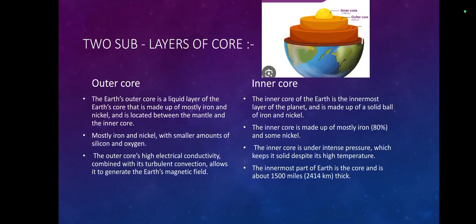The inner core of the Earth is the innermost layer of the planet and is made up of a solid ball of iron and nickel. The inner core is made up of mostly iron, 80%, and some nickel. The inner core is under intense pressure which keeps it solid despite its high temperature. The innermost part of the Earth is the core and is about 1500 miles, that is 2414 km thick.